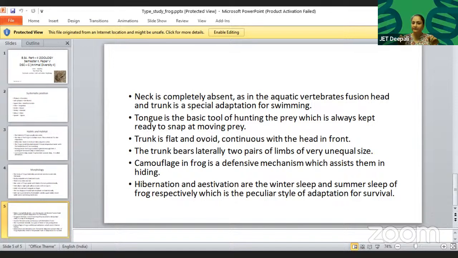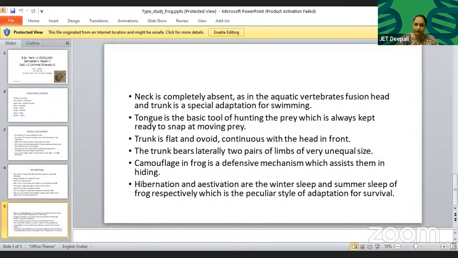See, remember, phylum Chordata, class Amphibia, genus Rana, and species Tigrina. Order Anura. Always remember, order Anura. Systematic position. Rana tigrina is the most common species in India. They are poikilotherms, cold-blooded animals.